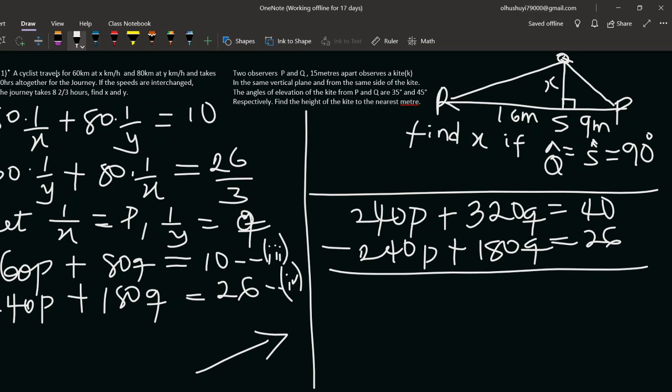So to eliminate p, you subtract, is 0. 320 minus 180, we are going to be having 140q. 40 minus 26, that is 14. So automatically q from here, 140 divided by 14, and that will be 10.